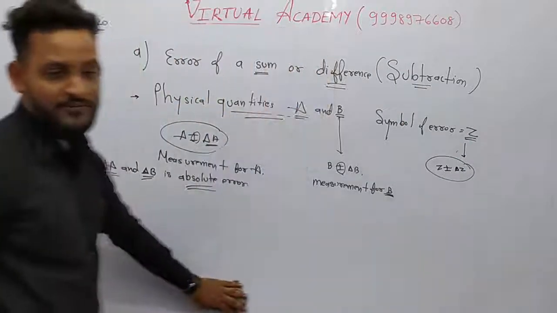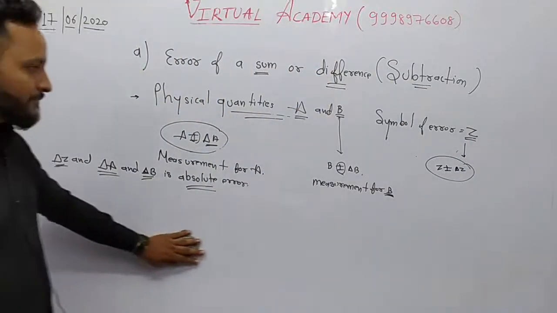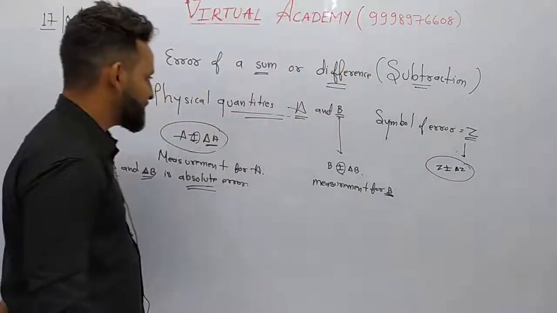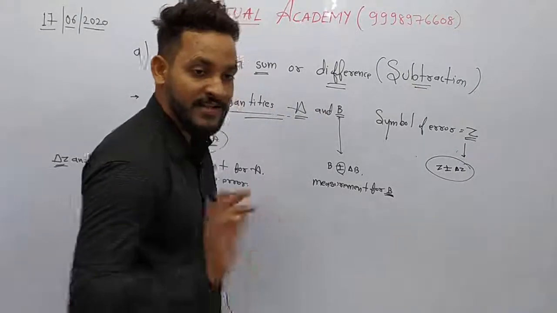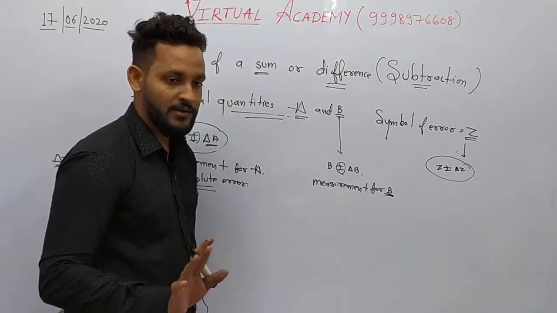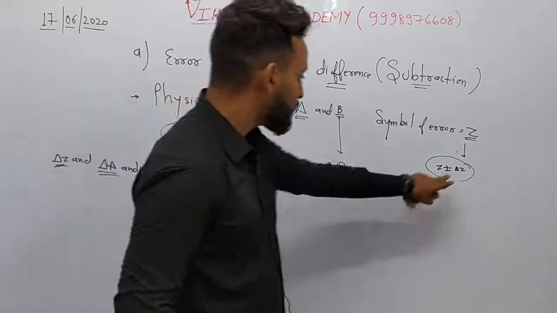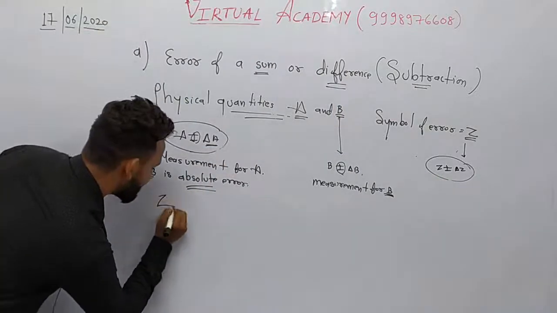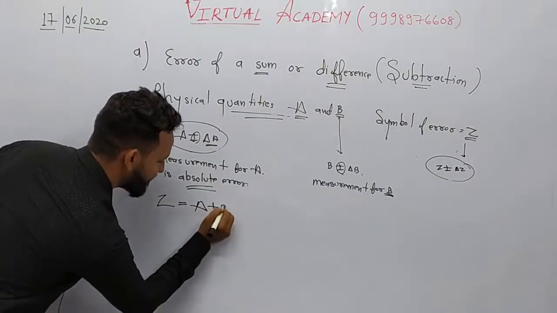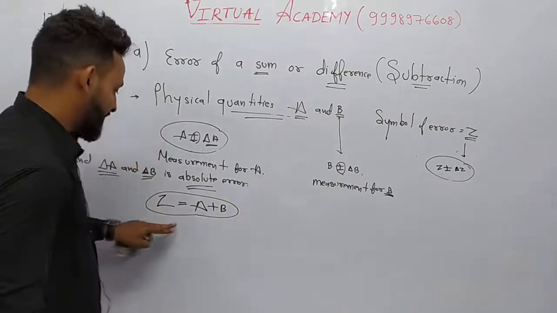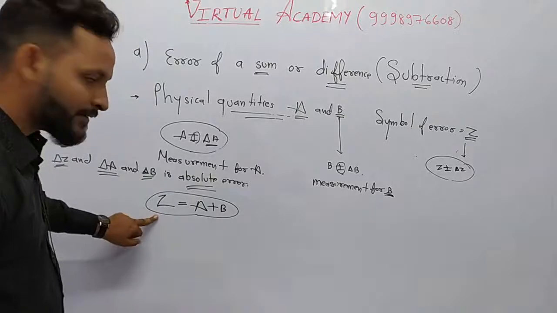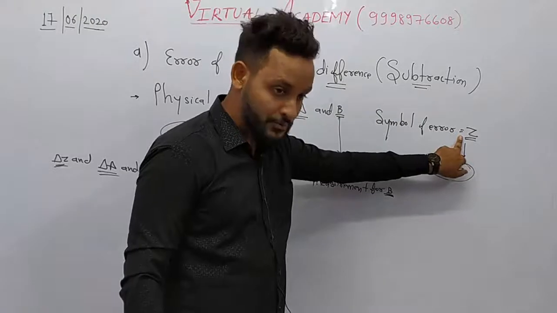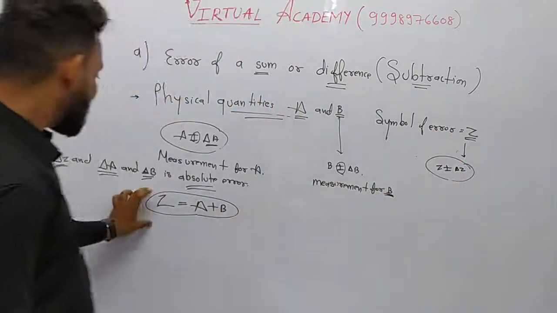Now after that, we have the question of how to combine error. Suppose what is the total measurement? If I ask what is the total measurement, simply for physical quantities A and B, what will be the value of Z? In short, what will be the value of Z? We are not going to deal with absolute error for now. What will be the total value of Z? A plus B. Clear? What is the total value of Z? A plus B. Now Z is what? Our measurement. Z is not an error. Z is a measurement. But we are using the symbol Z just to find out the error. Clear? Now Z equals A plus B.